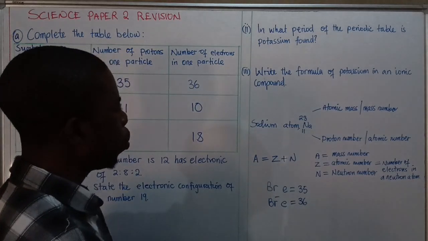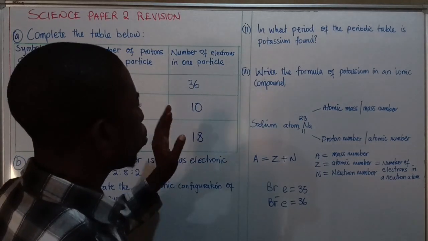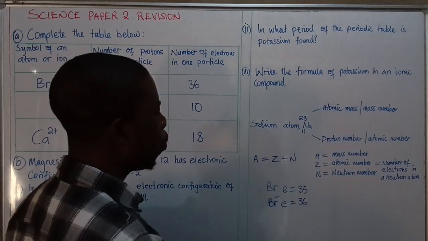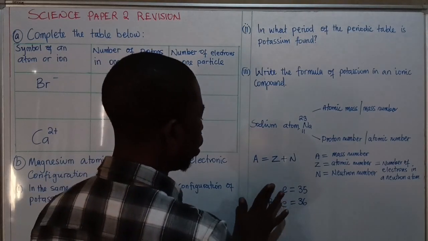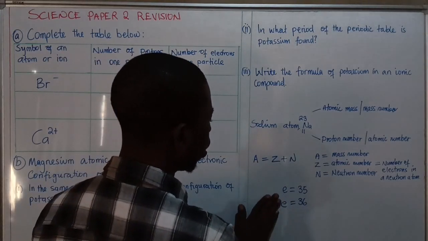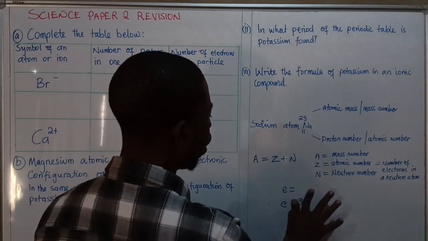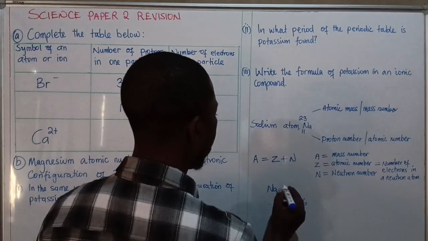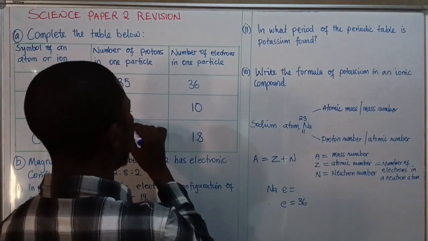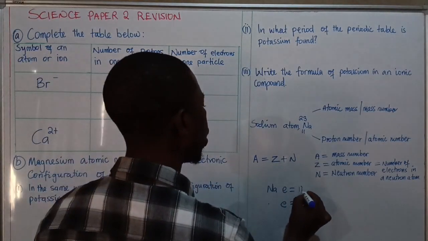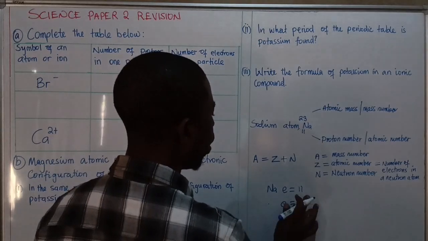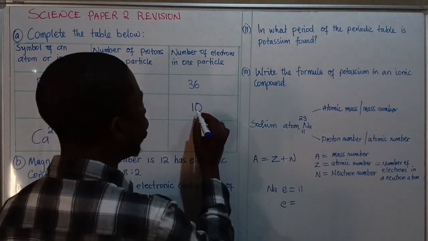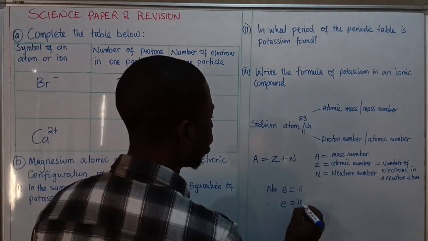So meaning one was lost. So if one electron was lost, now instead of you writing like we did here, in real sodium, the number of electrons should be 11 in a neutral sodium. Now here we see that the number of electrons is 10.